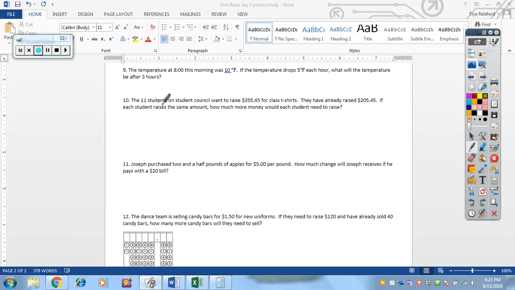The 11 students on student council want to raise $355.45 for class t-shirts. They have already raised $205.45. If each student raises the same amount, how much more money would each student need to raise? How much more means subtract, and each means multiply or divide.